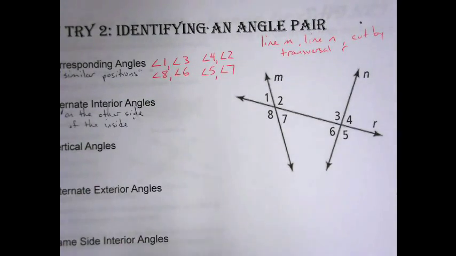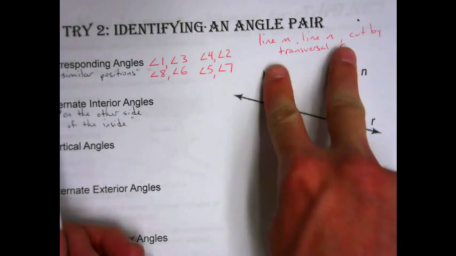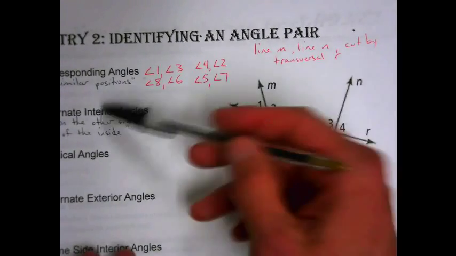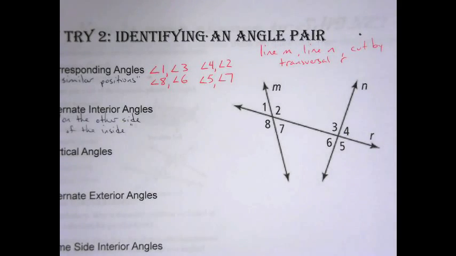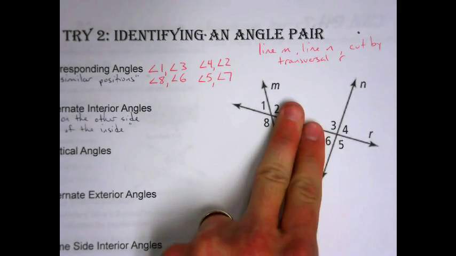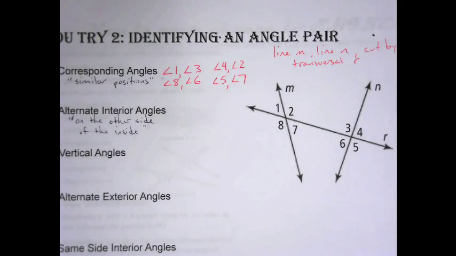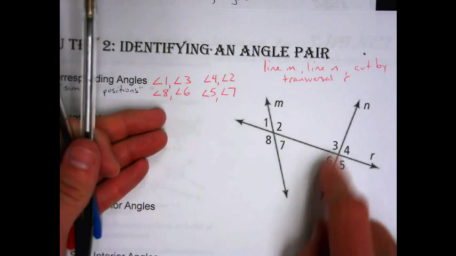Okay, so the inside is here, right? So what's on the inside? In the interior is 2 and 7 and 3 and 6. Those are interior, those are inside, right? So that's on the inside. Alternate interior, I say on the other side of the inside. So for example, on the inside, the only interior angles are 2, 7, 3, and 6.